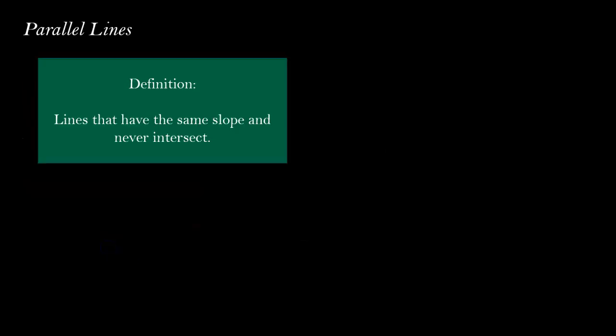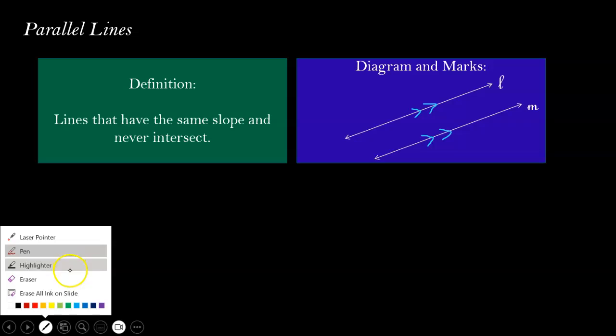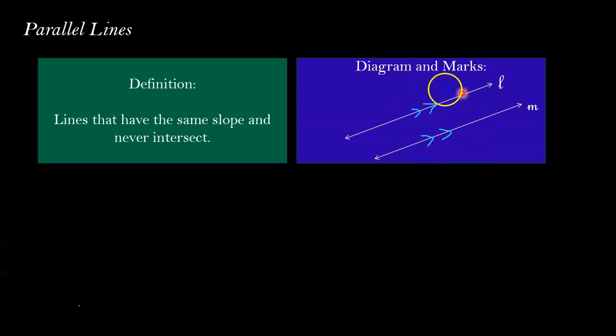So the definition of parallel lines, and this is in your packet for notes 3.1, are lines that have the same slope and never intersect. When we're making a diagram of parallel lines, we put these double arrows on our diagram, showing that we are marking that the lines are parallel to each other.